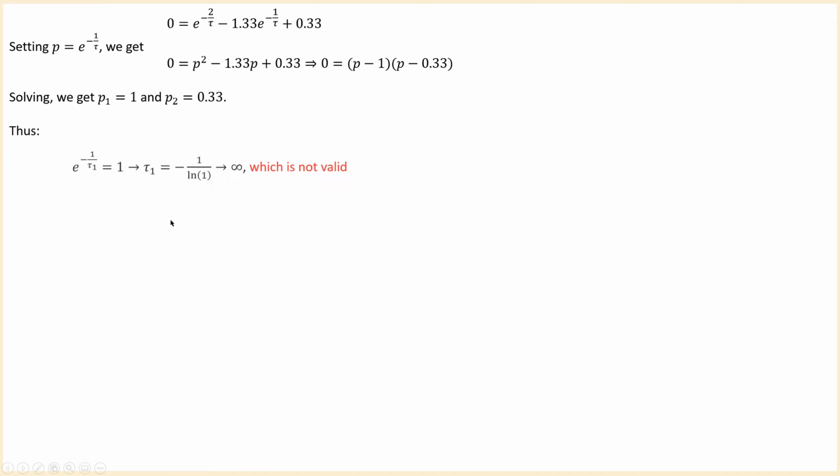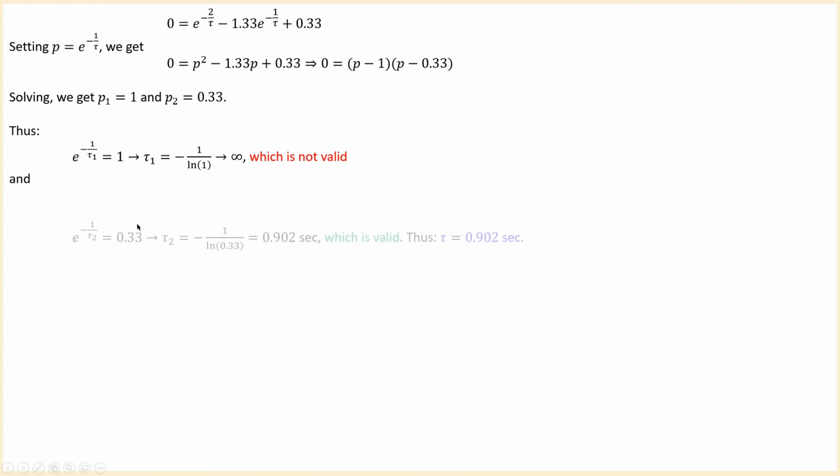If I have now for p is equal to 1 and I use this expression, then I need to have e to the power minus 1 over tau 1 must be 1. So the tau 1 must be then minus 1 over the ln of 1. But that will go to infinity. So that is of course not really valid, because you cannot have an infinite time constant. That will mean that the response is infinitely slow. So this is not valid in this case.